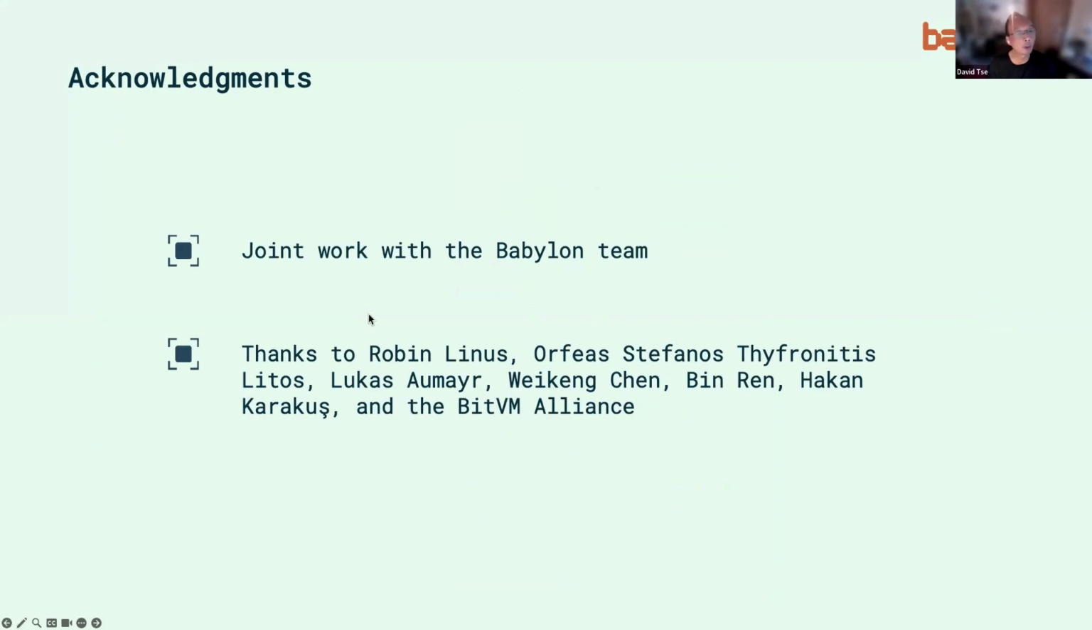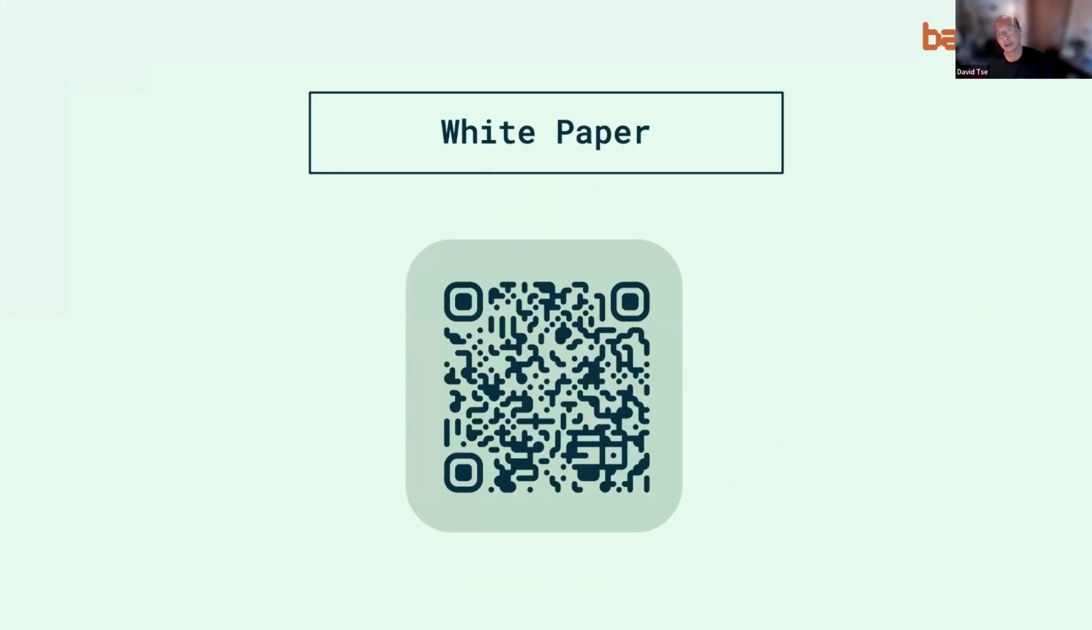A lot of very smart people are working on this problem, cryptographers, protocol designers, etc. Okay, if you want to read more about this, you can take a look at the white paper that we published about a month and a half ago, which describes this protocol, explains the applications, and that's it.